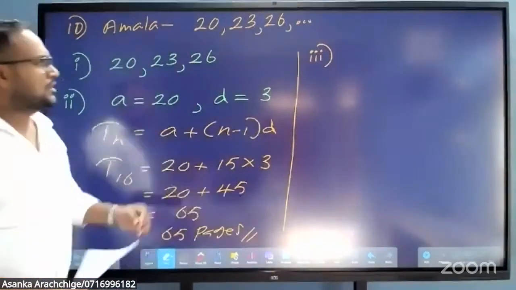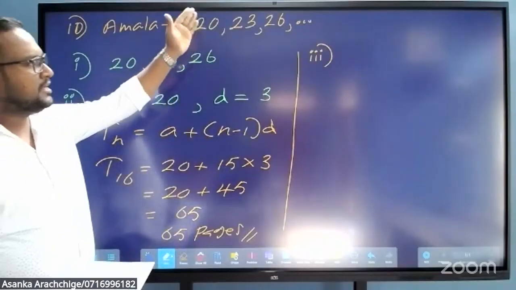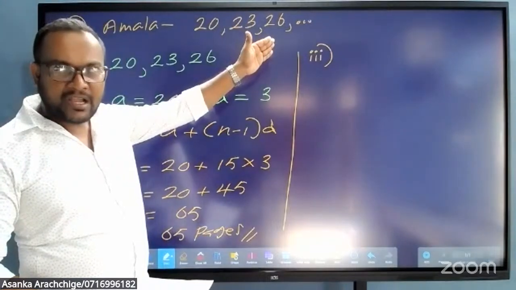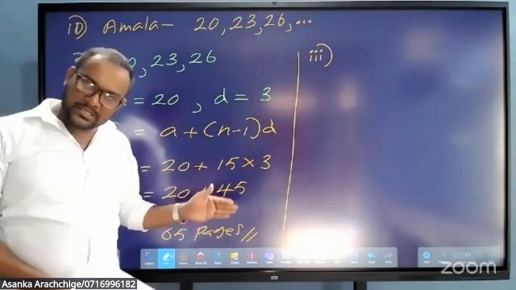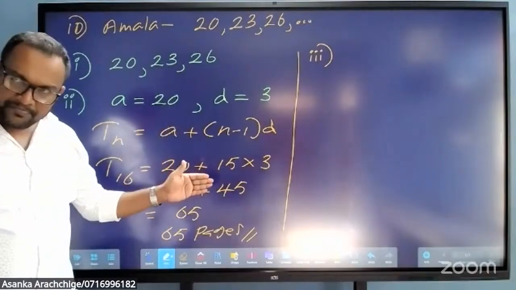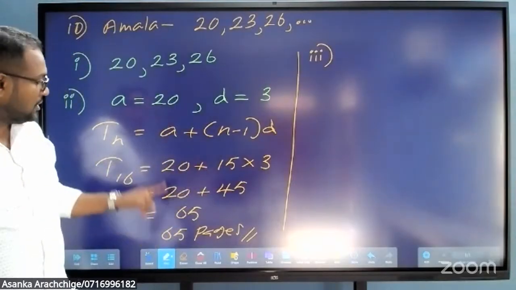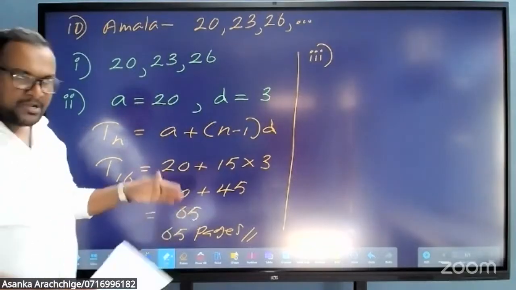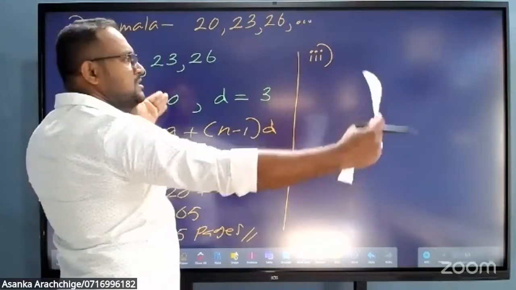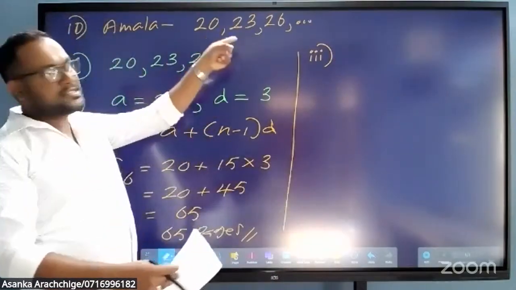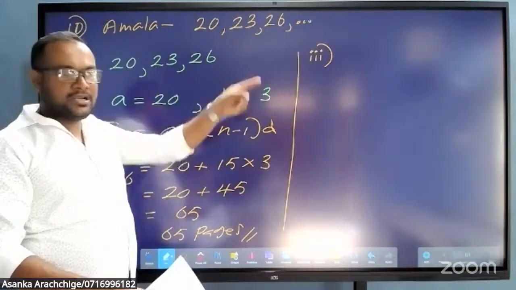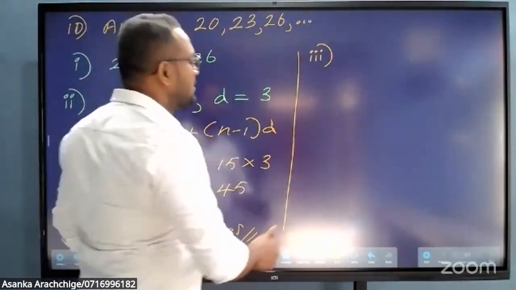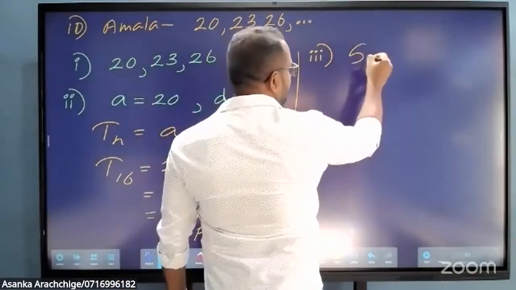Okay. On the first day, she reads 20 pages. Second day, 23 pages. Right? In this manner, if this girl finishes reading the novel on the 16th day by reading 65 pages, the number of pages in the novel must be the sum of the 16 terms in this arithmetic progression. Clear? Now, we have to find Sn.